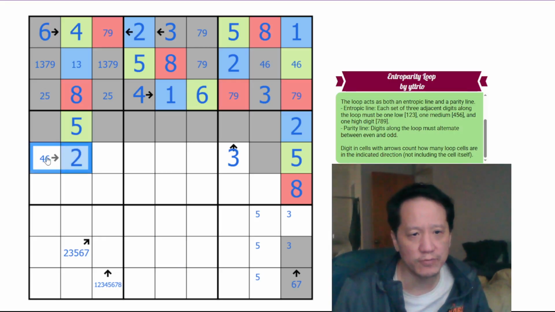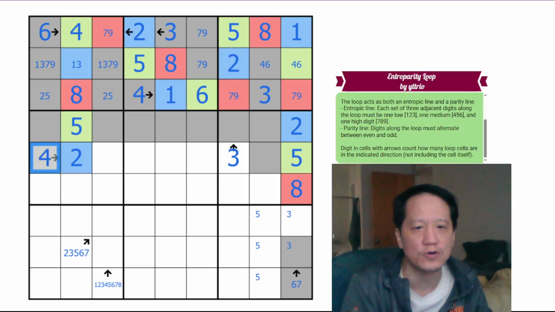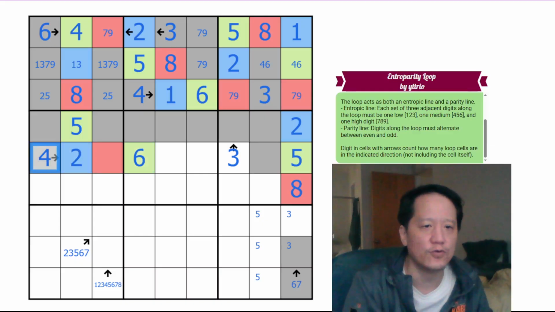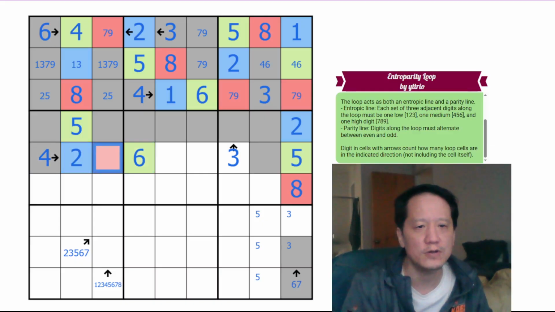This cannot go that way because we need a high odd digit. This 6, oh, that 6 eliminates 6 here, so it's 4. So it has to be 4. And then it can't go there, so it has to go that way. This is high. This is medium, and it is 6, because it can't be 4, because of the 4 in the row. This is 7, 9.